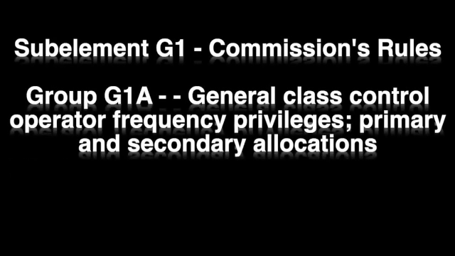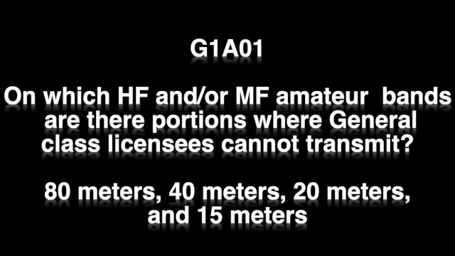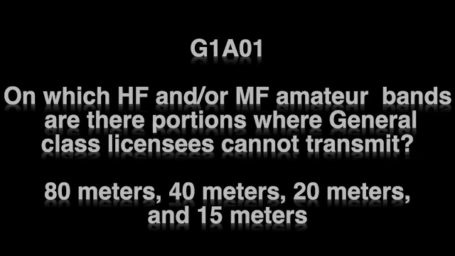Subelement G1, Commission's rules. Group G1A, general class control operator frequency privileges, primary and secondary allocations. G1A01. On which HF and or MF amateur bands are there portions where general class licensees cannot transmit? 80 meters, 40 meters, 20 meters, and 15 meters.